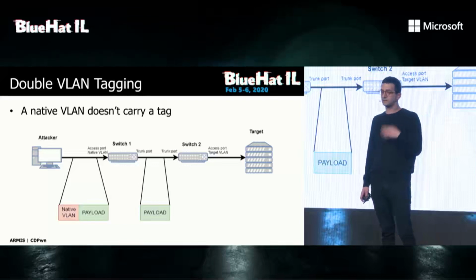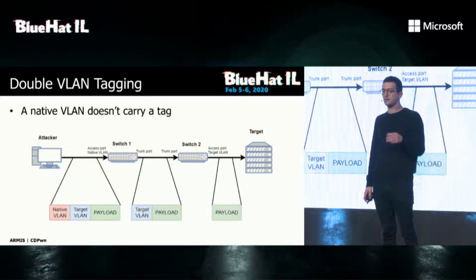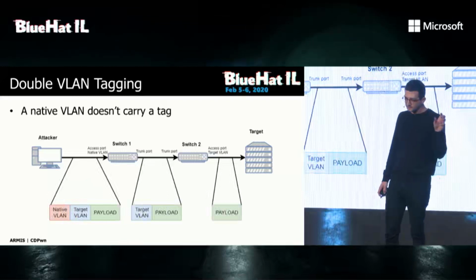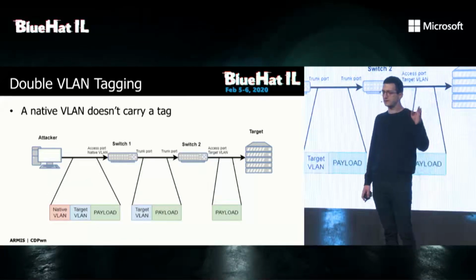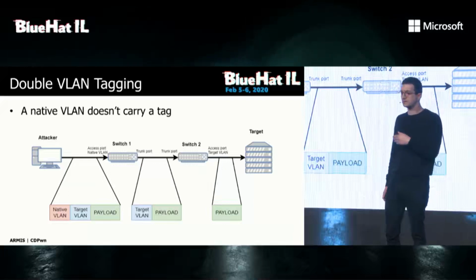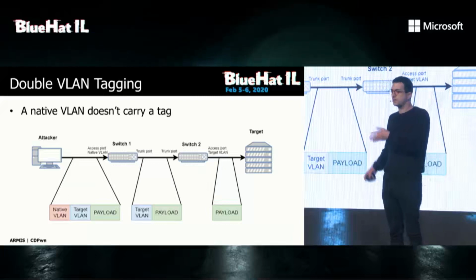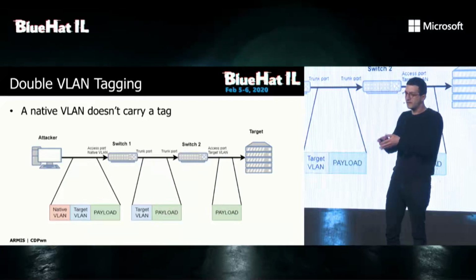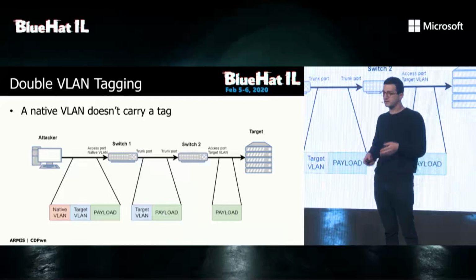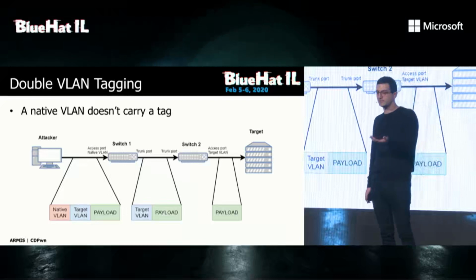So the double VLAN tagging attack simply works by an attacker putting 2 VLAN headers, the outer one a native VLAN, and then the inner one any VLAN number that he'd like to be routed to. The switch will peel off the first native VLAN header, and then on the trunk port, the packet will contain the target VLAN. So this is a simple technique. It works, but it has limitations.